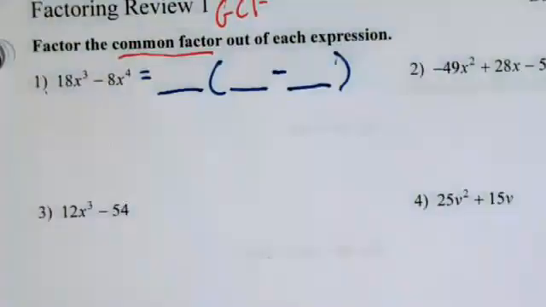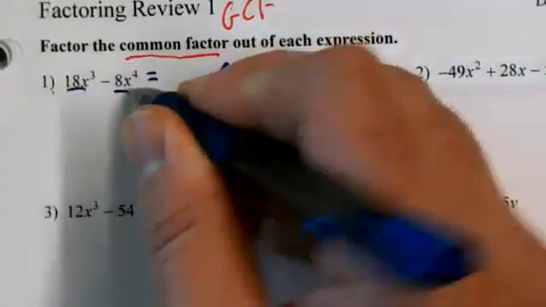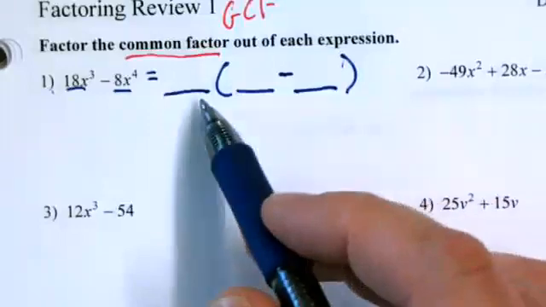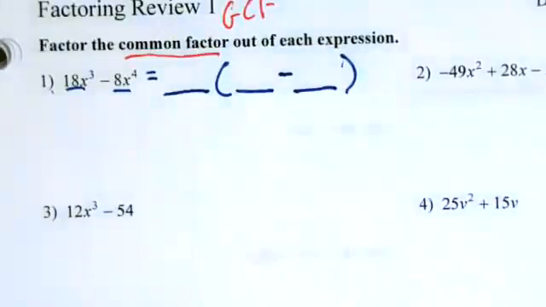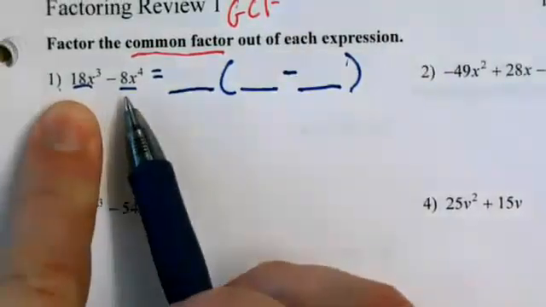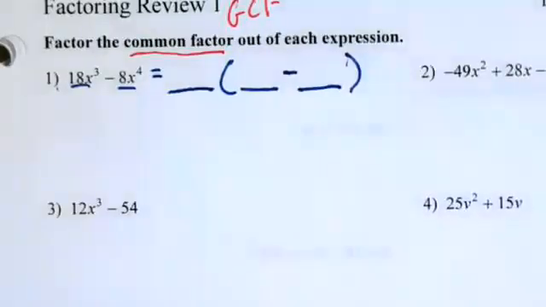All right, so however many terms you start with, you're going to have the same number of terms inside your parenthesis with a GCF, greatest common factor, out front. The trickiest thing here is figuring out what the GCF is, but if you do it one piece at a time, it's not that bad. So first we're going to look at the numbers. Think about the numbers 18 and 8. I want you to give me the biggest number that we can divide into 18 and 8.